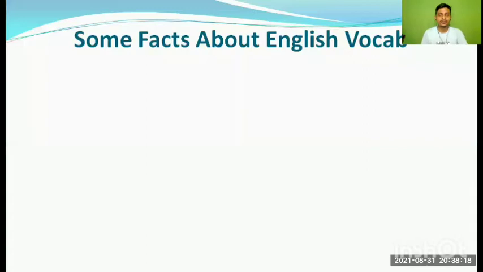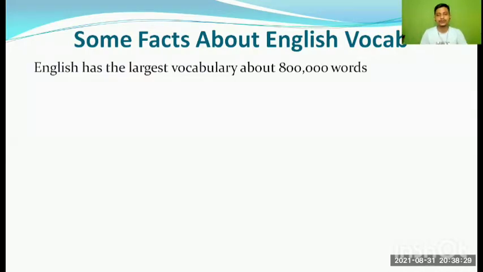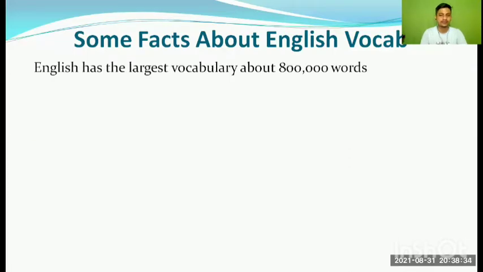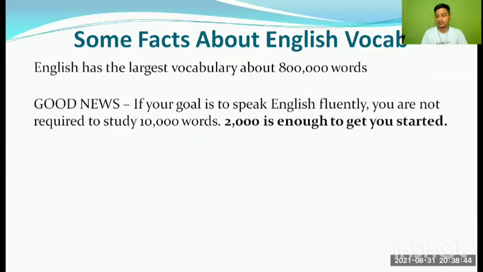So before we start learning about the five principles of learning any vocabulary, let's go through some facts about English vocabulary. Do you know how many words there are in English? There are about 8 lakh words. English has the largest vocabulary, about 8 lakh words, among all the languages. And the good news is that you don't need to remember them all.